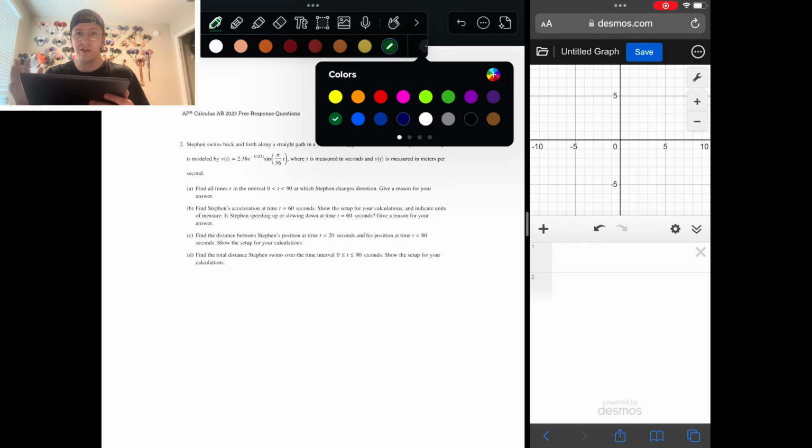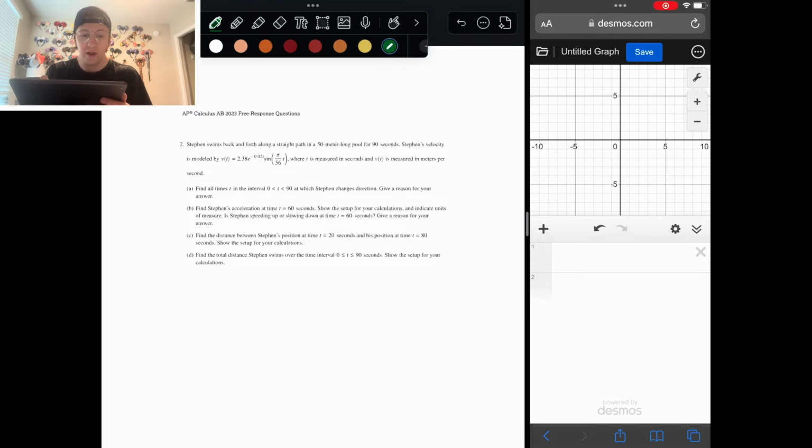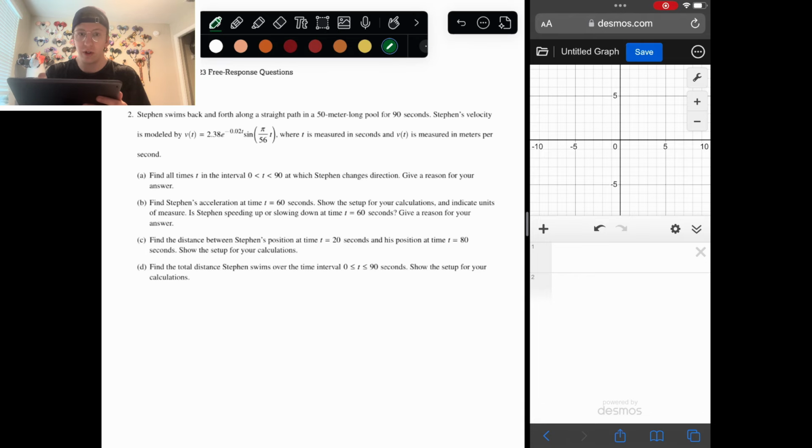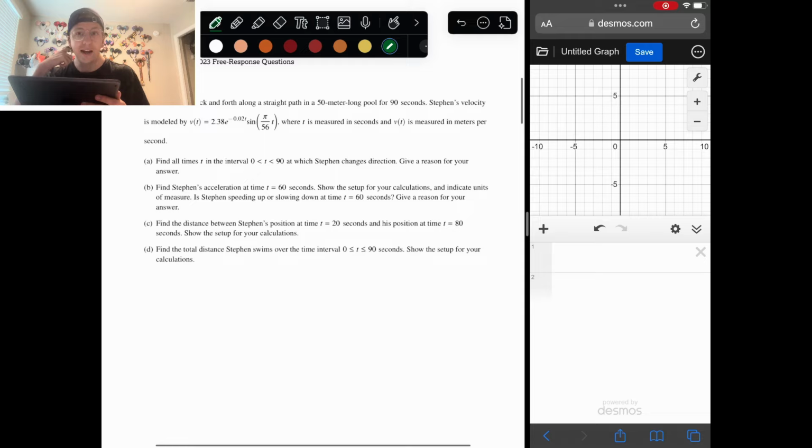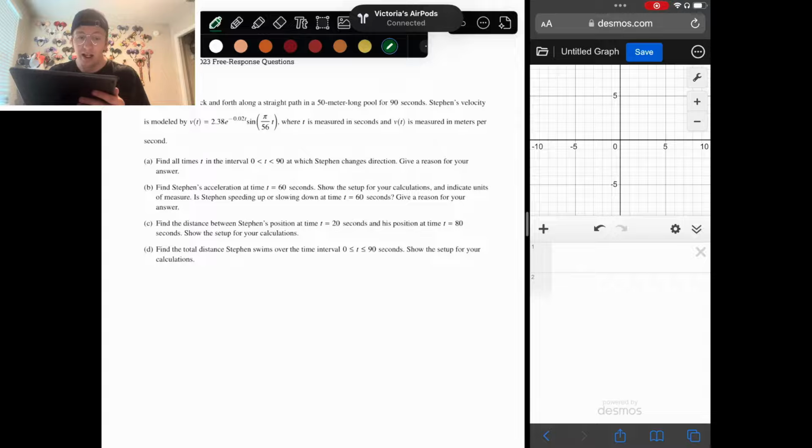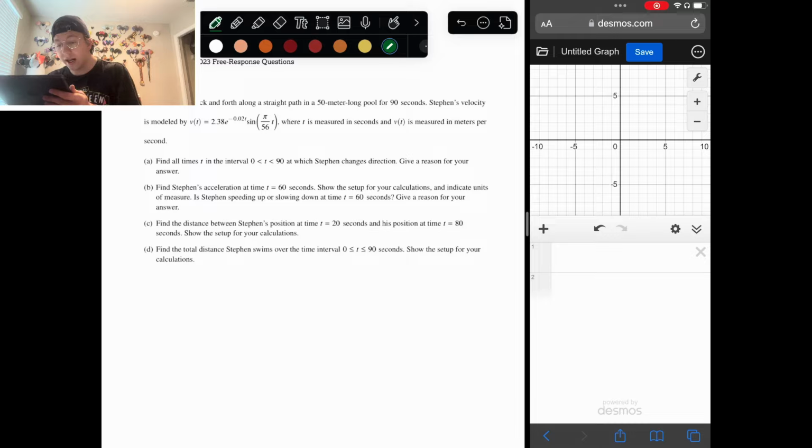Okay, so let's answer this question now. This question was question number 2 on the AB portion. It is a graph and calculator question, and it focuses on particle motion. Okay, so the question states, Steven swims back and forth along a straight path in a 50-meter pool for 90 seconds. Steven's velocity is modeled by v of t, which is equal to 2.38 e to the power of negative 0.2 t times sine of pi over 56 times t, where t is measured in seconds and v of t is measured in meters per second.